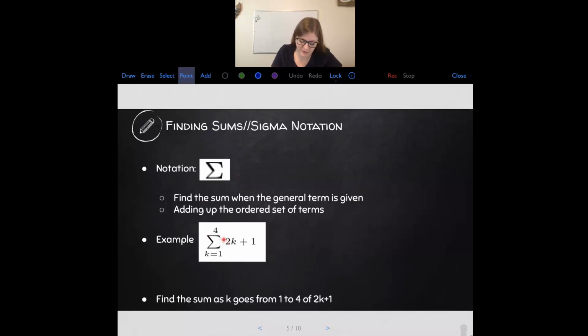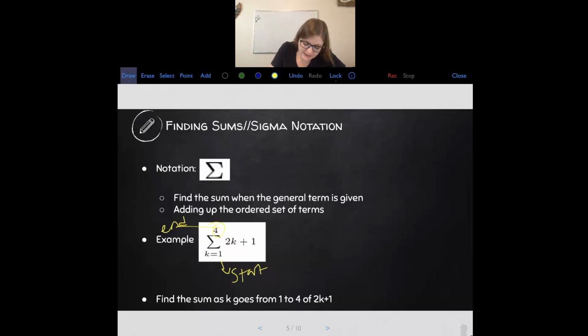So for example, we have sigma, k goes from 1 to 4 of 2k plus 1. So let's talk about what all these things mean. So k is our index, so this matches the letter that's inside. We start at 1, and then we end at 4. Okay, so k equals 1 is our first term, then we go k equals 2, k equals 3, k is 4, and then we stop at k equals 4.